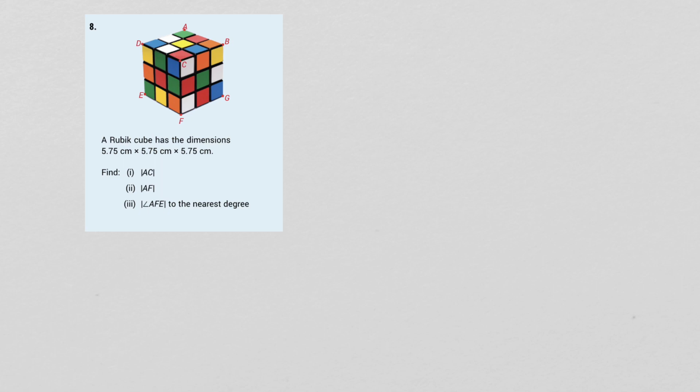So here we have a Rubik's Cube, and a Rubik's Cube, the keyword there is cube. So cube means that all sides are equal, and we can see that all sides are of 5.75 centimeters in length. So the first thing it wants us to do is look at AC. So AC is on the top of the Rubik's Cube, and it is the diagonal of the square ABCD. So let's draw that.